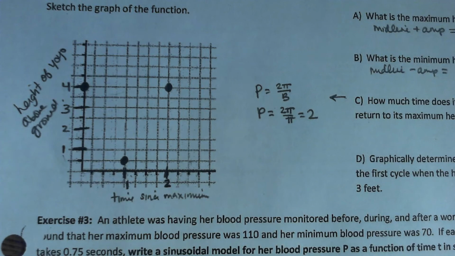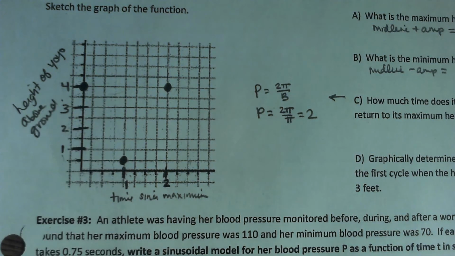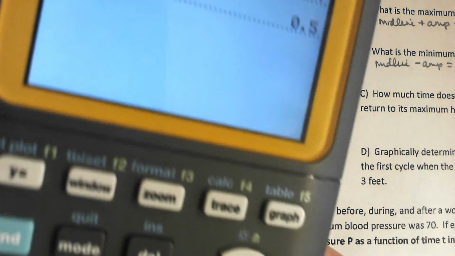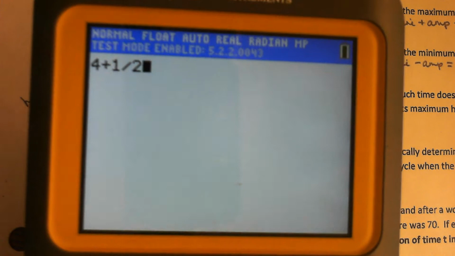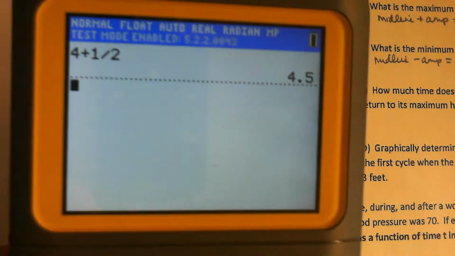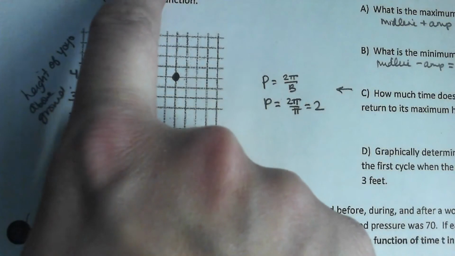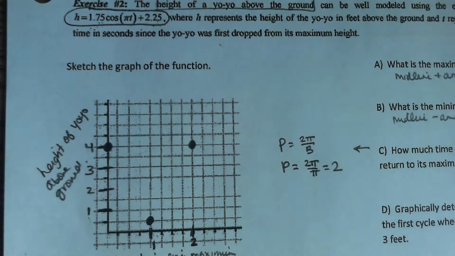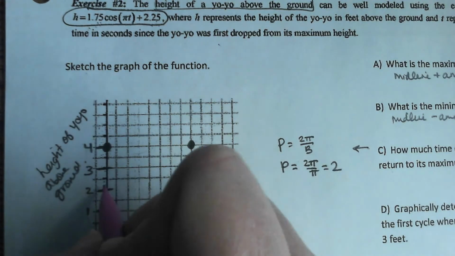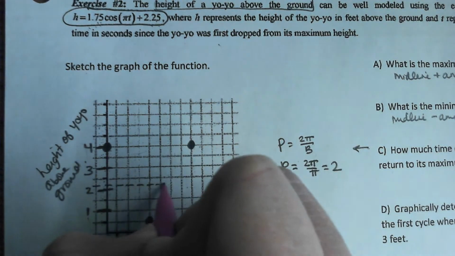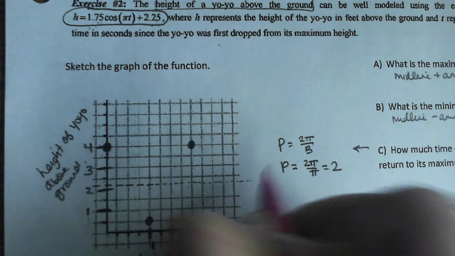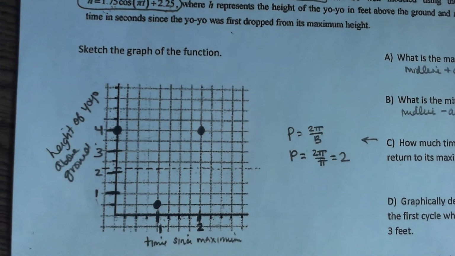Where's my midline? What's halfway between a half and 4? Well, average them together. 4 plus a half, and divide it by 2. So the average is 2.25. You guys, so your midline is 2.25, which is going to be somewhat difficult to graph because it's not exactly at a currently existing line, but there's your midline.